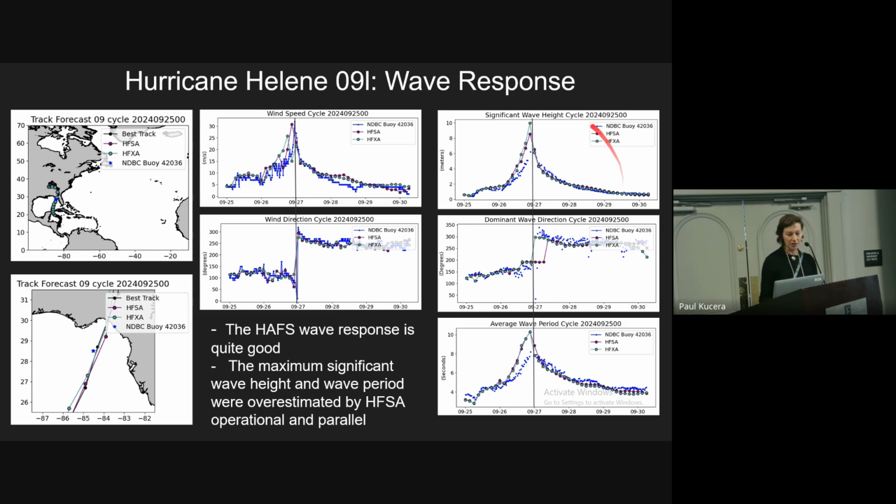However, we see clearly that HAFS had a little bit of overestimation of these different quantities, specifically for significant wave height and average wave period. So again, very encouraging results, but we still have a lot to improve in terms of the wave coupling. As I mentioned before, at the moment, the wave coupling is only one way.